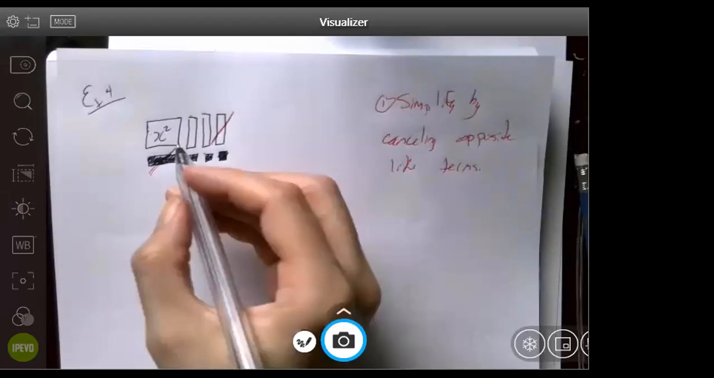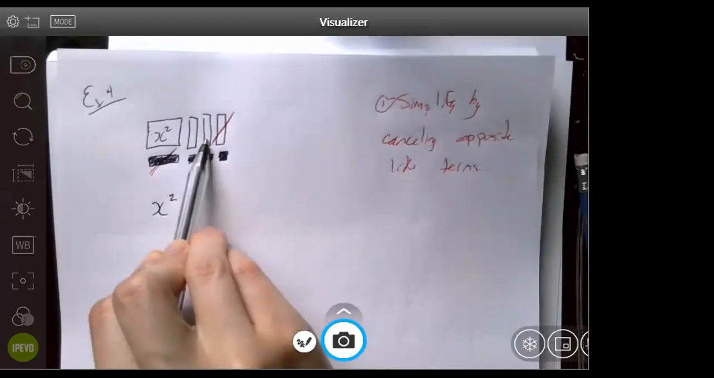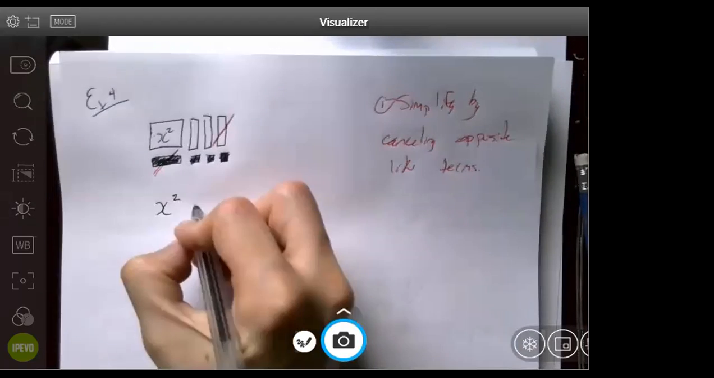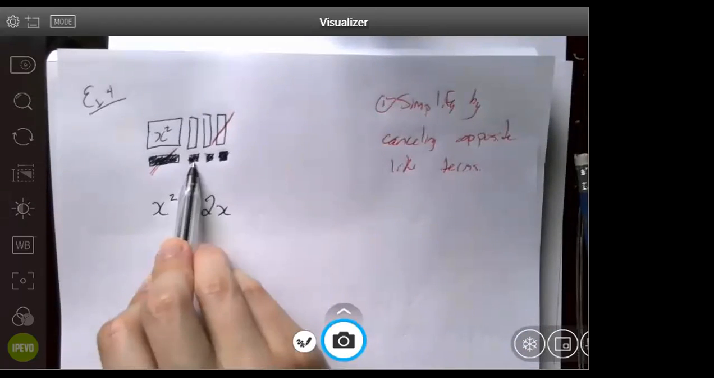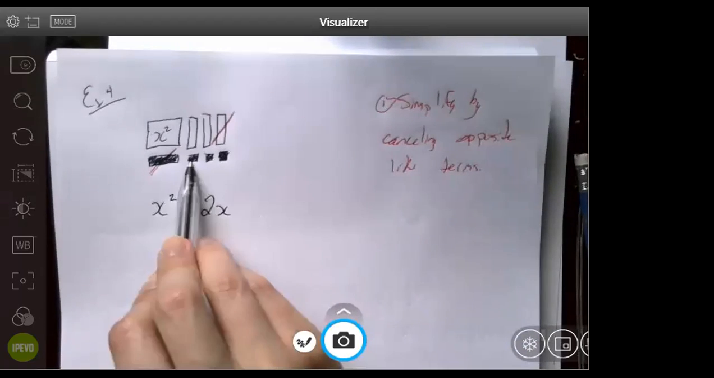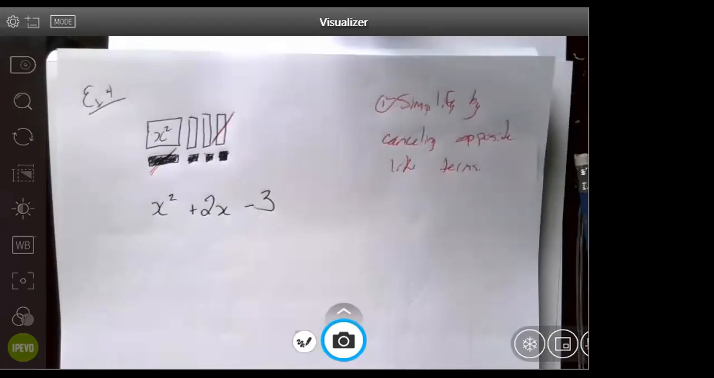So we have 1 x squared. It's up to you if you want to put the 1 in front of it. We have 2 positive x's, so we write plus 2x. And then we have 1, 2, 3 of the negative constants, so that is negative 3. And that would be the polynomial that is modeled.